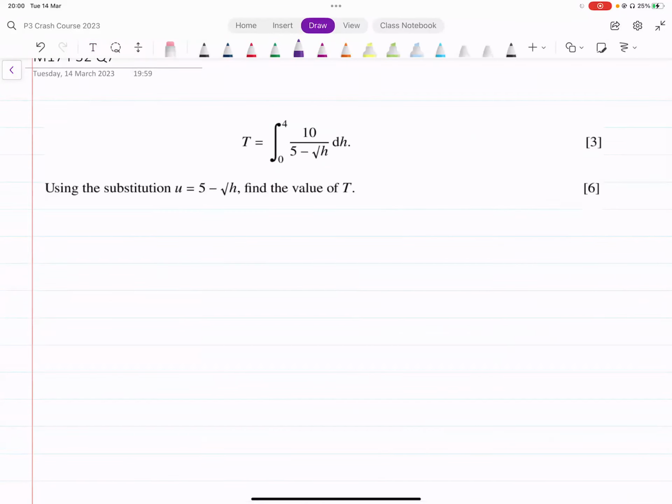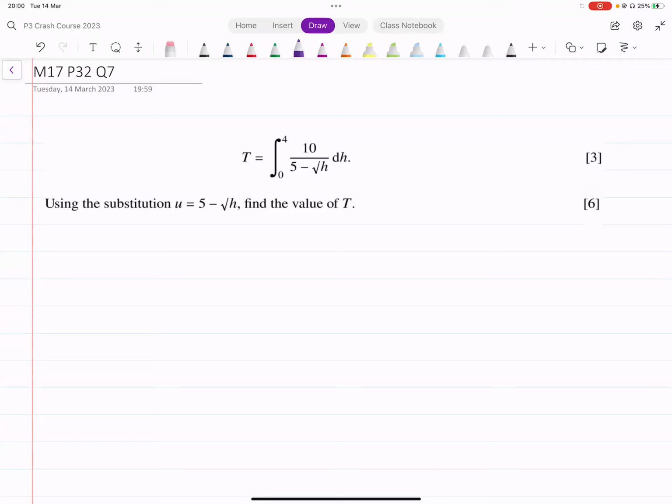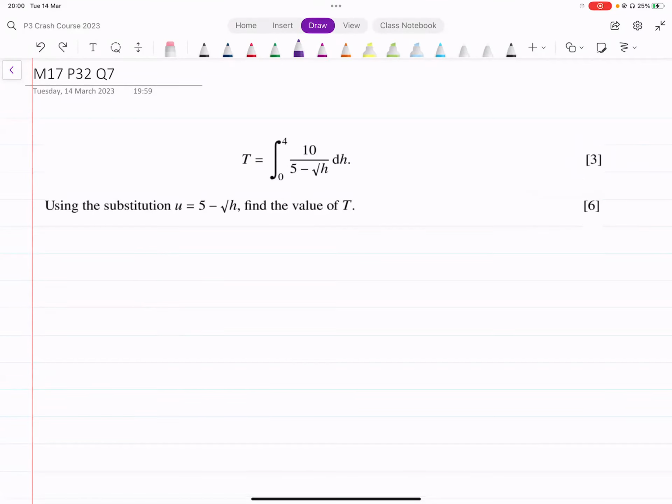We have this integral given. We need to use the substitution u equals 5 minus square root of h to find the value of t. All right, let's integrate this. Now it's not the complete question. I think there was something else in the first part as well. So that's what these 3 marks are for. We're not focusing on that right now. Let's say that's done. I'm only looking at the second part in which we have to integrate this integral. Okay, let's integrate this and see what we get from that.